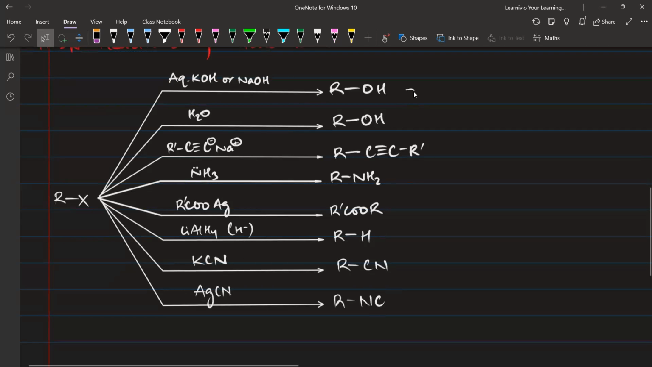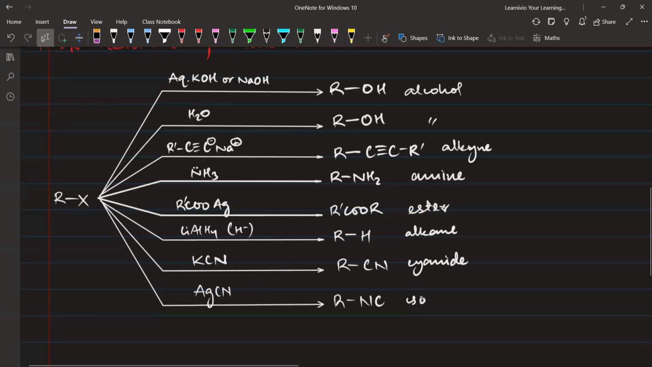Now, what are the names? This is alcohol. This is alkyne. This is amine. This is ester. This is alkane. This is cyanide. This is isocyanide. Copy this down, then raise your hand.